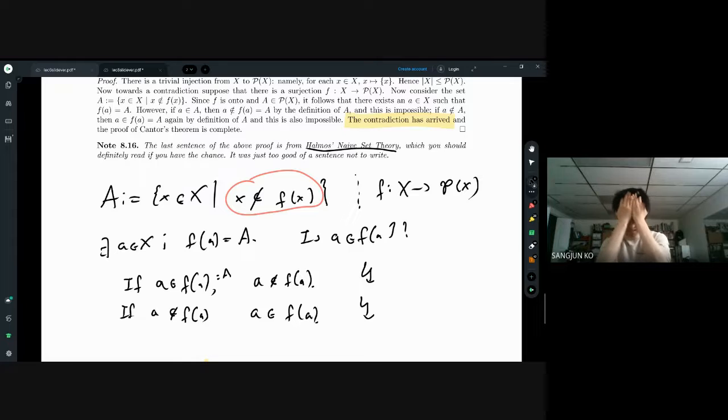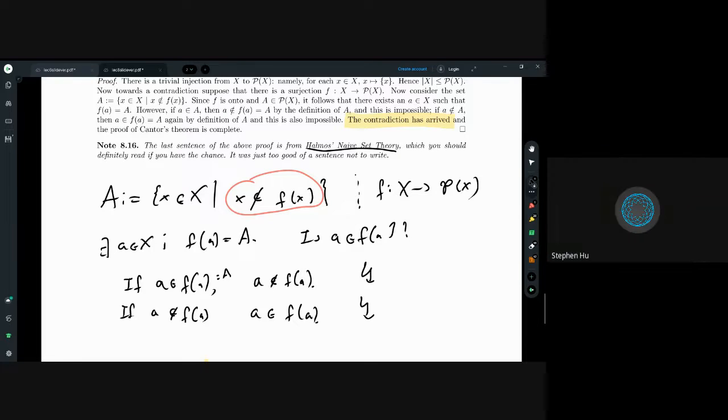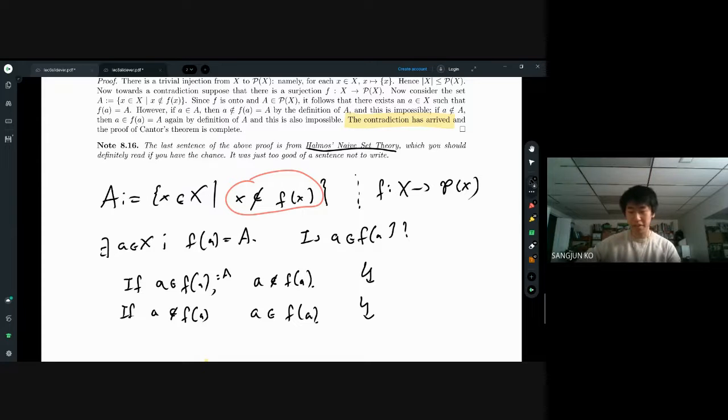I'm pretty sure this proof is valid. I don't think there's anything in here, it's just the set of everything that's not in the image. Yeah, so this set should be fine, I think, in ZFC.